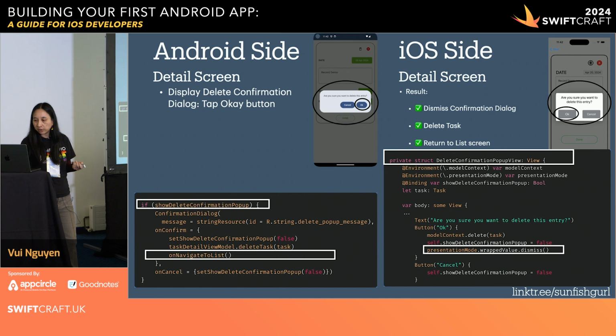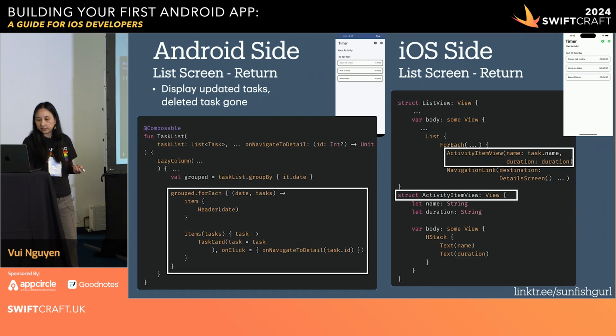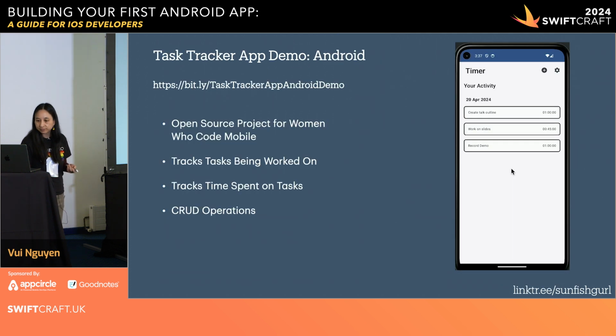After we delete it, we're going to get ready to return to the list screen. We retrieve the tasks from the database, and this time it will not have our deleted task. And as a reminder, these are custom views: Task card for Android and activity item view for iOS were built by the contributors.